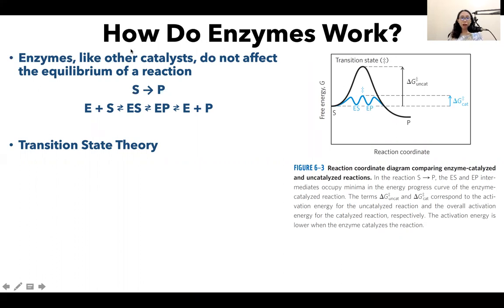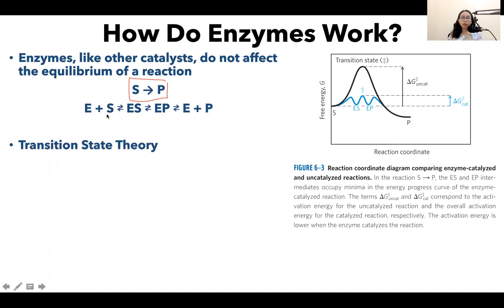So if we have the uncatalyzed reaction, so your substrate transforming into your product, so we have a single step shown by the black graph in this reaction coordinate diagram. The activation energy is very high. The activation energy is the difference between the peak and the energy of your substrate or the reactant.